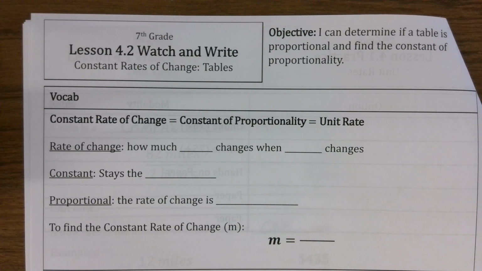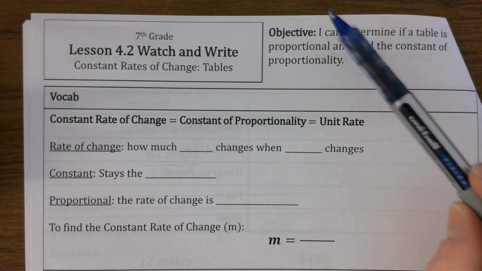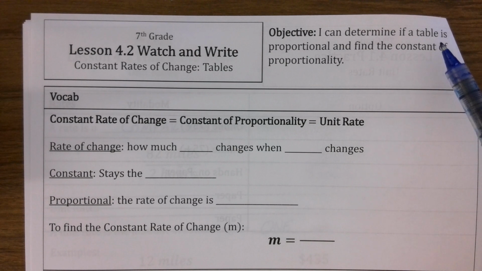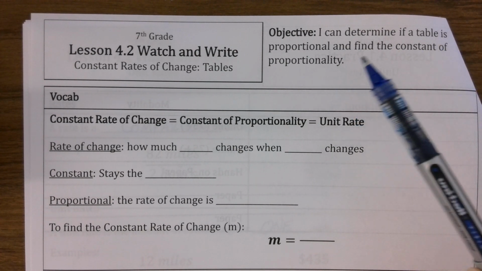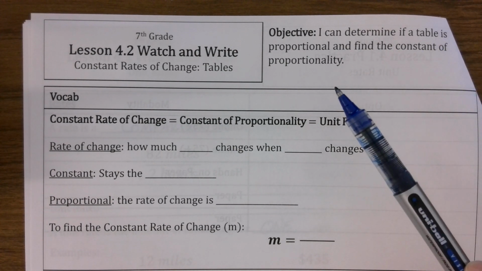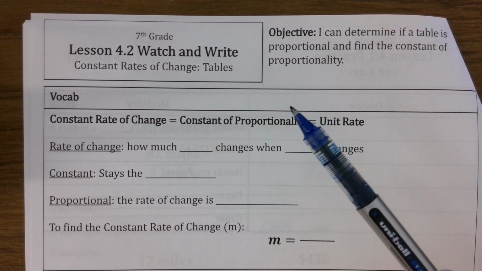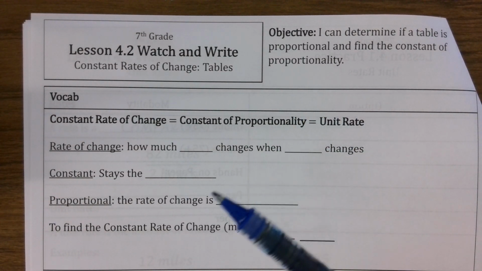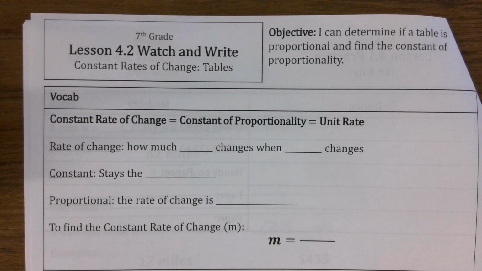All right, welcome to lesson 4.2, constant rate of change tables. So we're going to focus on tables today. The objective for this lesson is I can determine if a table is proportional and find the constant of proportionality. Constant of proportionality is a new term to us, so we're going to go over some vocab real quick first.